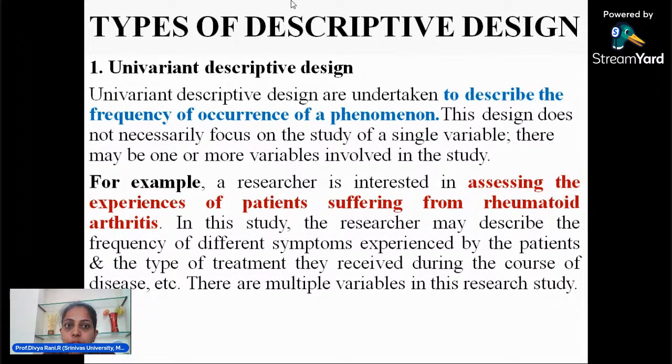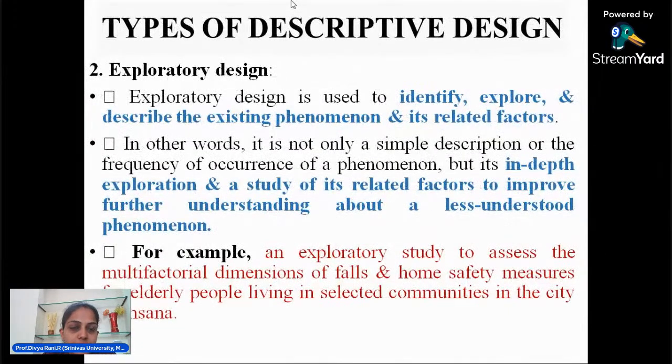In this, we observe the frequency of occurrence of a phenomenon, that is, the different variables involved in the study. Now, an example: assessing the experience of patients suffering from rheumatoid arthritis. When you are observing this, maybe you will observe the different symptoms experienced by the rheumatoid arthritis patients, or what treatments they have taken. So all these different things or variables related to that particular condition we are observing. That is univariate descriptive design. Next one is exploratory design.